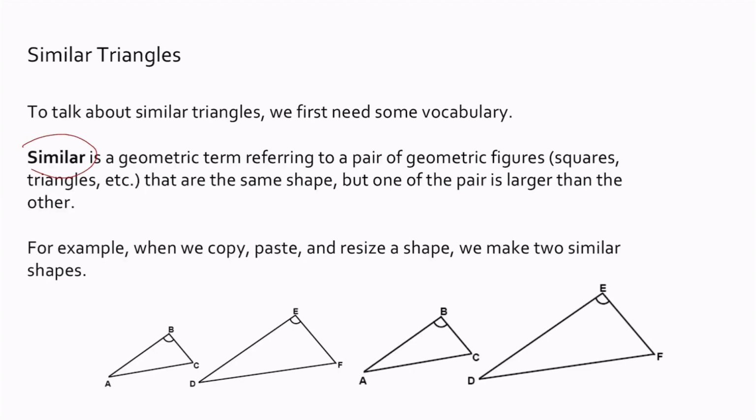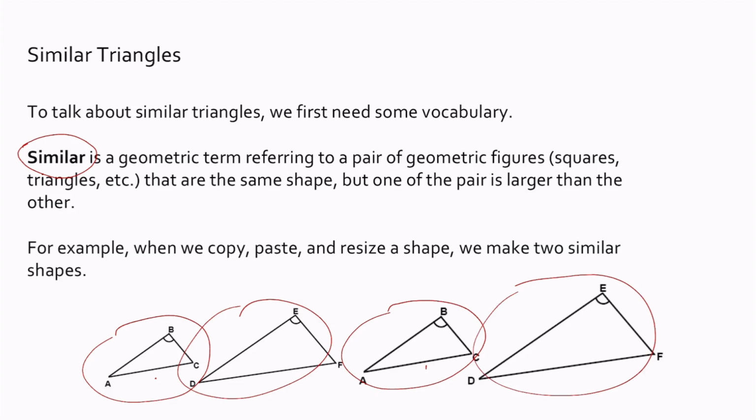So when we say similar in math or in geometry, it's referring to a pair of figures that are the same shape, but one is larger than the other. But the proportions or the ratios are the same. So if I take this and copy and paste and make it bigger, it will look like this. It's the same proportions. It's just bigger. Same here. Same proportions, just bigger.